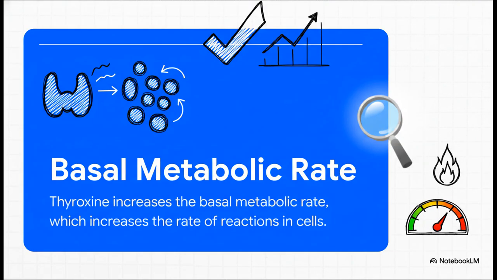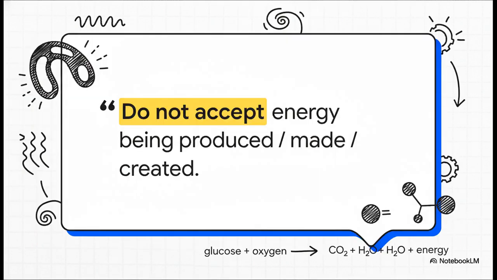All right, your first mark comes from knowing this term, basal metabolic rate, or BMR. Basically, it's how fast the chemical reactions in your body are chugging along when you're just chilling. Thyroxine cranks that rate up. That's point number 1.